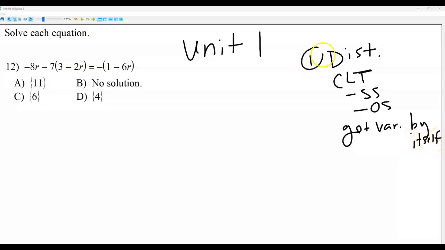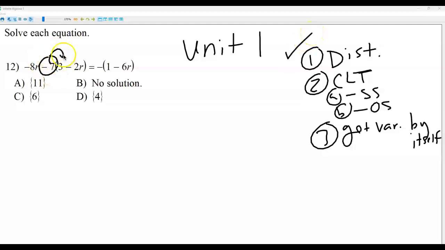Okay, so we have these, we'll call them 3 steps, where step 2 kind of has 2 parts to it. All right, let's begin. So let's see here. We do have distribution to do. Anytime you have parentheses with a number in front of it, we're going to distribute. So I'm going to take this 7 and distribute it into these parentheses here.